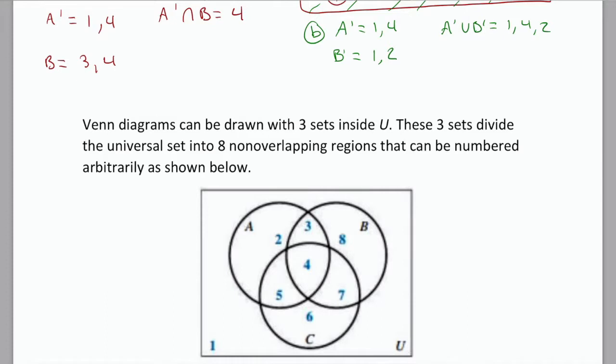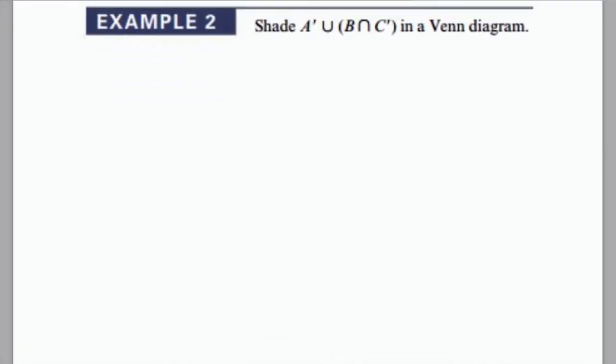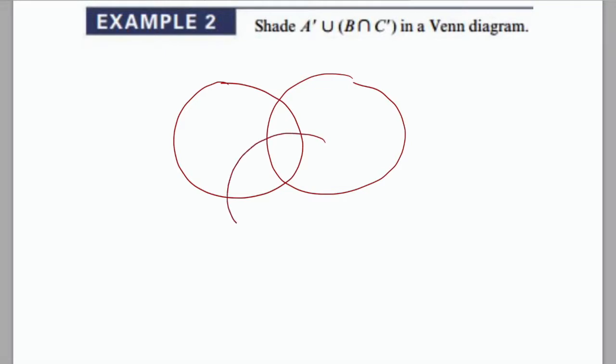Now, Venn diagrams can also be drawn with 3 sets inside the universal set. These 3 sets divide the universal set into 8 non-overlapping regions that can be numbered arbitrarily as shown below. So, let's go for example 2. Here we have 3 sets, so we're going to make 3 circles: A, B, C.